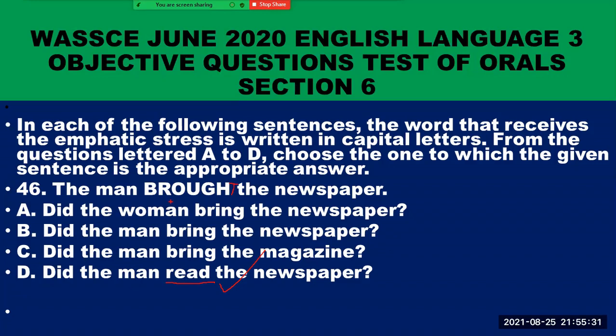So there is a kind of controversy here. Someone is probably saying that the man read the newspaper, and the other speaker is saying, no, the man merely brought the newspaper. He did not read it. So the appropriate question is, did the man read the newspaper? No, the speaker is saying, no, the man didn't read the newspaper. He brought the newspaper. So you can see this is the way emphatic stress works in English.